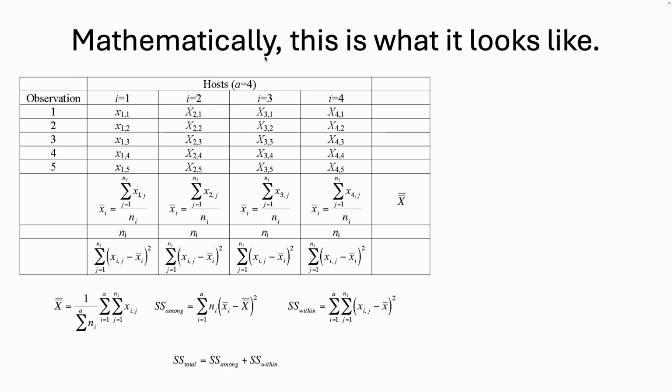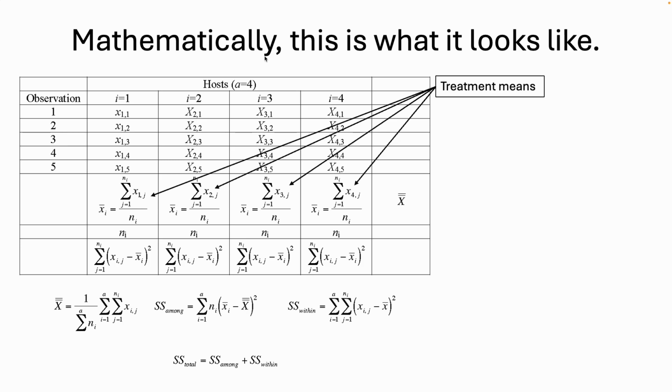So this is mathematically what the calculations look like. Now I realize that you just lost your mind seeing all of these symbols, but let's just break it down. The treatment means are found right here. And once again, it's just adding up all the values within the first treatment and then dividing by the number of observations in that treatment. We do that for all of these things.